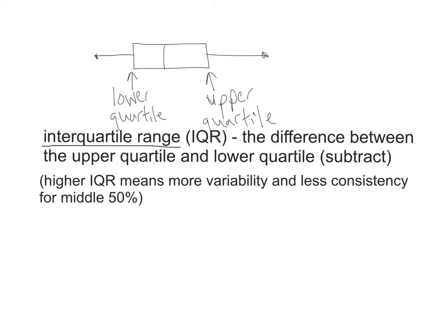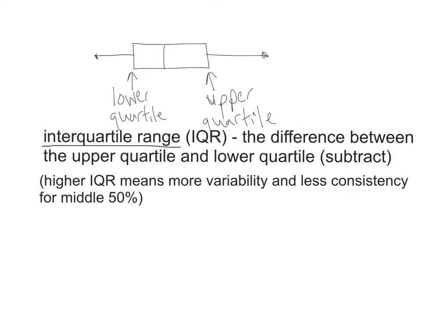So the book is going to talk here a little bit about interquartile range, or IQR. That's the difference between the upper quartile and the lower quartile. So you figure out the upper quartile, where the top end of the boxes are, and the lower quartile is where the boxes start, and you just subtract those numbers, and that's the interquartile range.